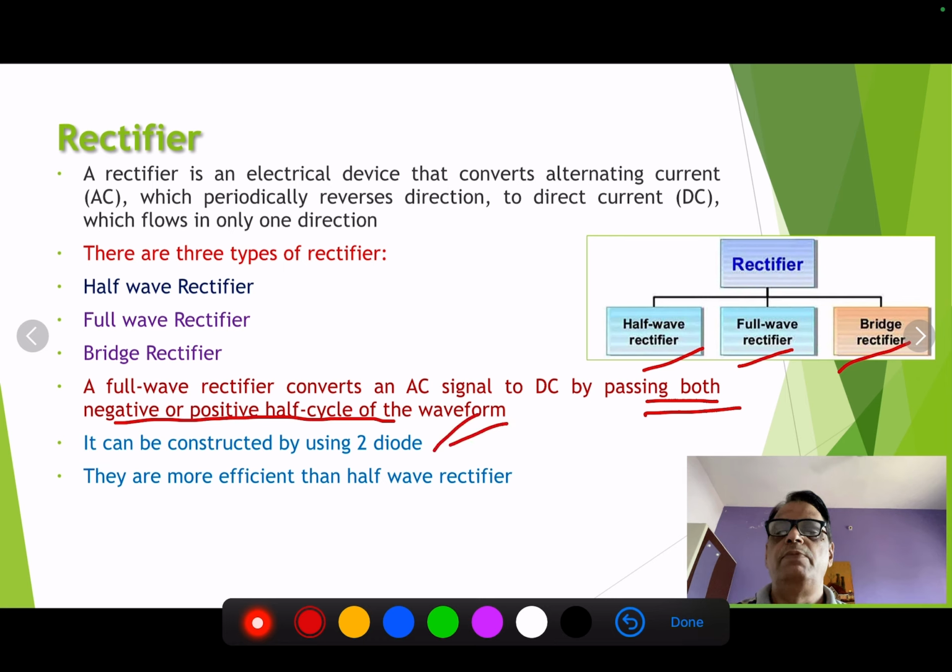Such a rectifier can be constructed by using two diodes, and one can easily observe that this rectifier is more efficient than the half wave rectifier.